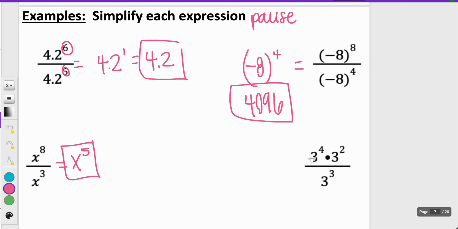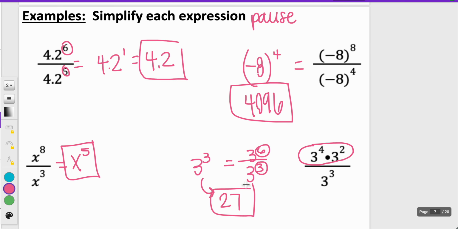And then this one, I've got a few things to do first. Focus on the top portion because I've got a lot going on. 3 to the 4th times 3 to the 2nd will be 3 to the 6th. And then once I get 3 to the 6th over 3 to the 3rd, I can still subtract my 6 and 3 to give me 3 to the 3rd, which is equal to 27. Okay?